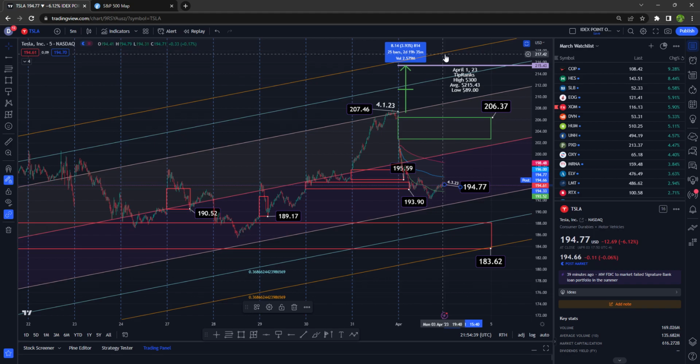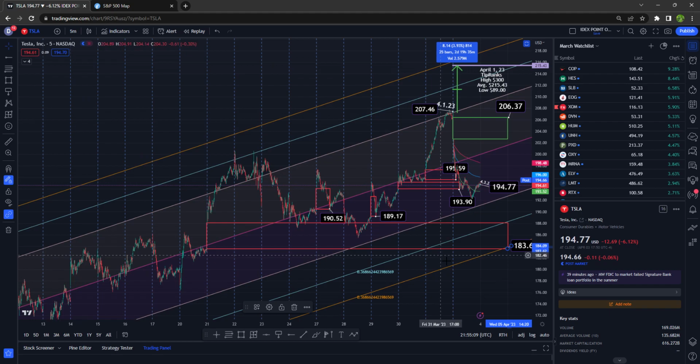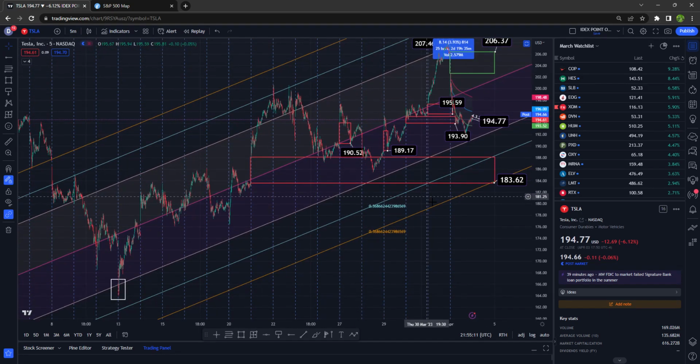To the south side, negative two standard deviations is roughly 191.23. A gap to the downside begins at roughly 188.14. Negative three standard deviations is 186.76. The gap closes to the downside at roughly 183.62 right here. And finally, at negative four standard deviations, that would take us to 182.35.